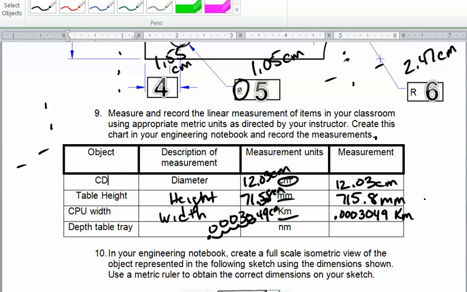The last thing here is the depth of a table tray. I've already measured that one, and I got 13.41 centimeters. They want us to convert that to nanometers. That is 1, 2, 3, 4 spots to the right. So I'm going to move my decimal 1, 2, 3, 4 spots to the right. That becomes 1, 3, 4, 1, and then I add 2 more zeros onto it. Nanometers. And that right there is depth, as to what I was measuring.